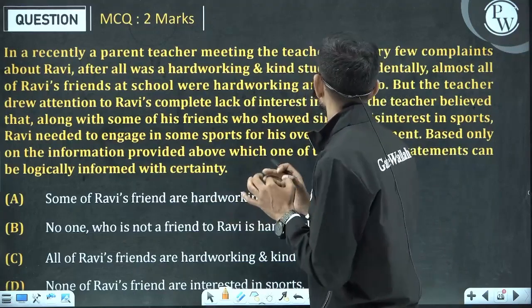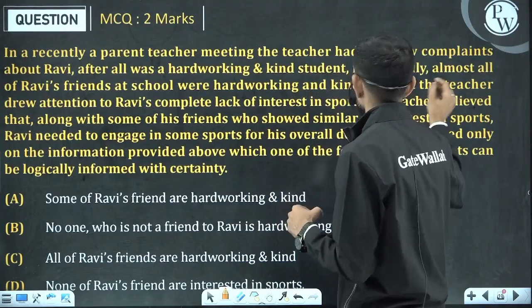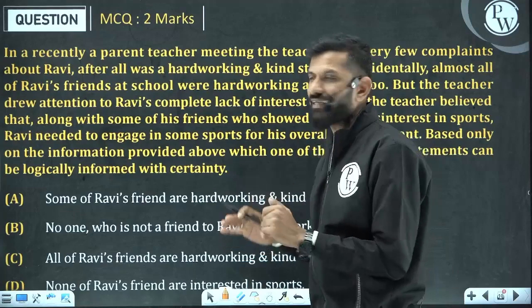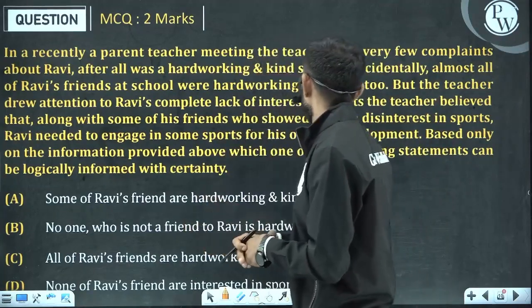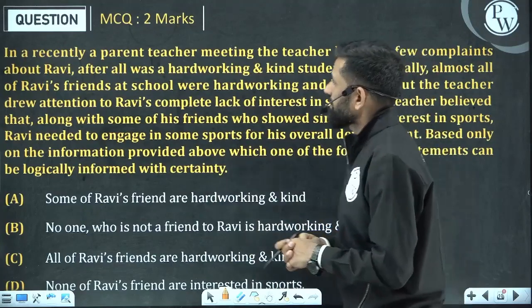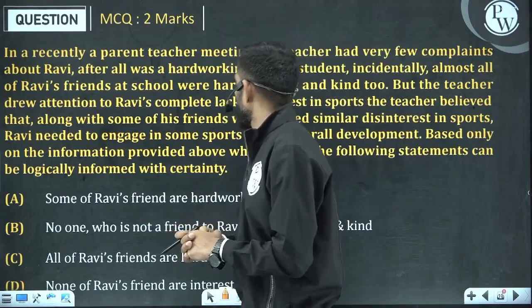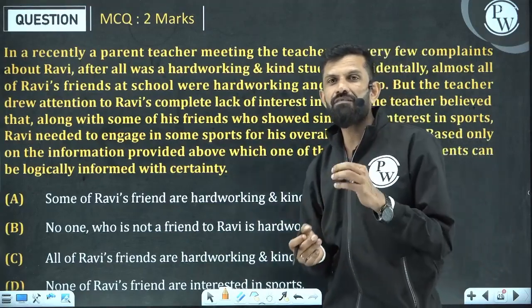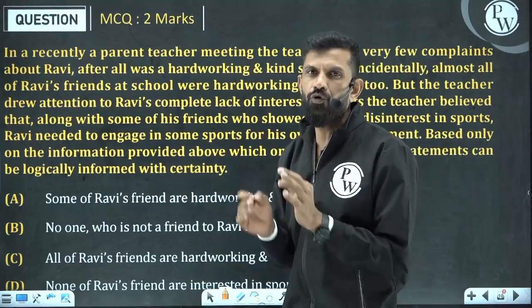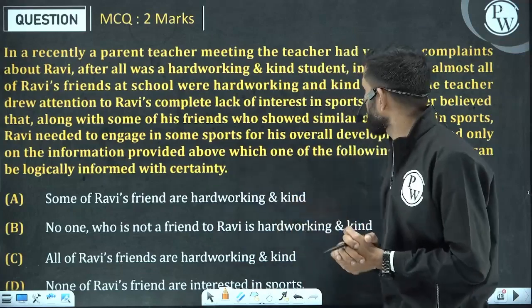Almost all of Ravi's friends were hardworking. They are not saying all directly, but almost all of Ravi's friends at school were hardworking and kind too. But the teacher drew attention to Ravi's complete lack of interest in sports. See, Ravi was not having interest in sports.